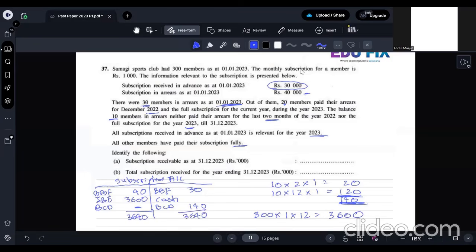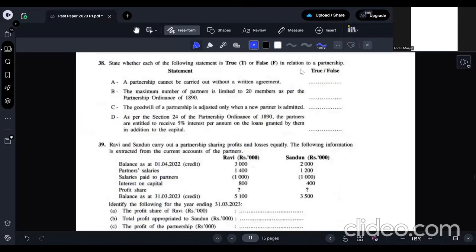3640, 3640 minus 140 minus 30, 3470. So subscription receivable as at 31st December is 140,000. Total subscription received for the year ending 31st December 2023 is 3,470,000. Okay. Then 38. State whether each of the following statement is true or false in relation to partnership.